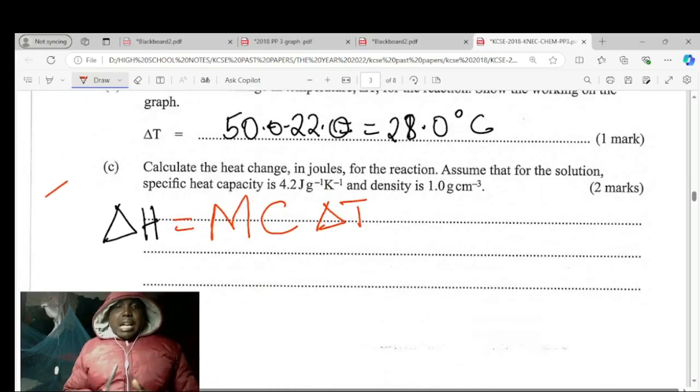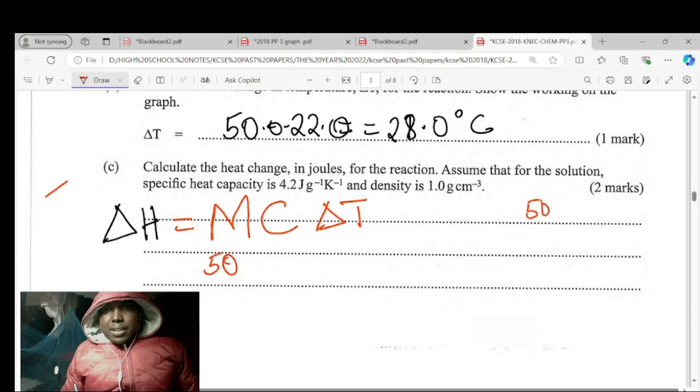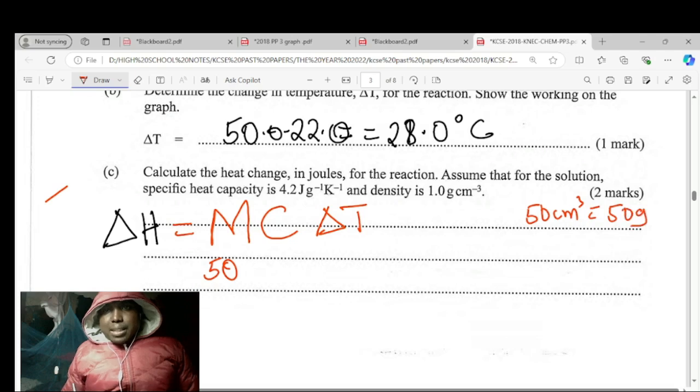Kama ni water, ama ni whatever. So now here you use the HCl. What was the mass? The mass was 50, the volume was 50 centimeters cube. But 50 centimeters cube is the same as 50 grams. Why? Because the density is 1. So 1 centimeters cube is equal to 1 gram. What about the 50 centimeters cube? Itakuwa 50 grams. So this is 50 grams.